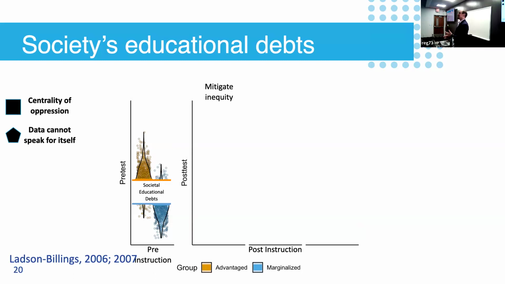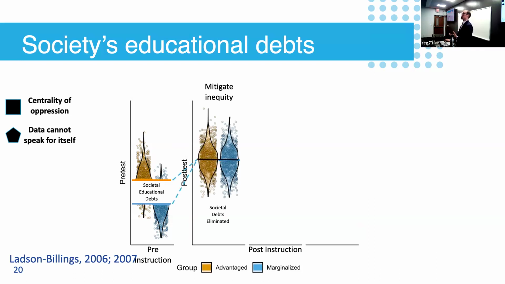So we then teach our class, and we give a post-test, and we can imagine three different kinds of outcomes. We can mitigate these inequities. In fact, this would be a case where society's educational debts are gone. At least on this measure, we're not seeing any evidence of any more educational debt being owed. This is the best case scenario. This is what we want.